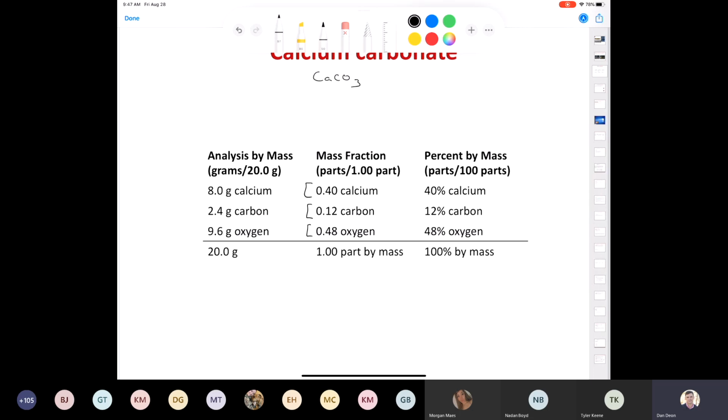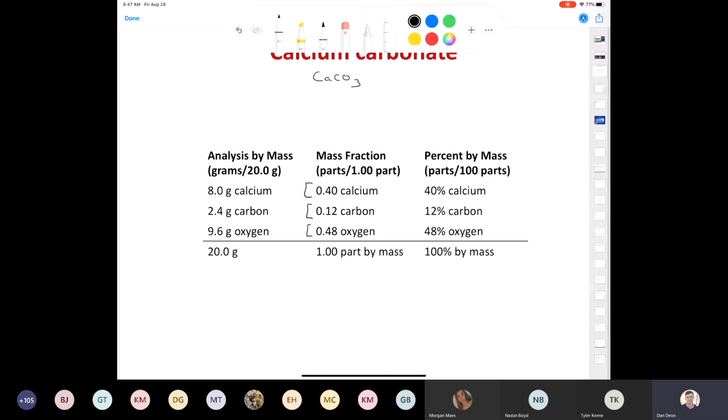So it doesn't matter how much of the sample we have, okay? It's always going to have the same mass fractions of the elements that make up that compound. So mass fraction is fixed no matter the size of the sample. That's the take-home message from this slide.